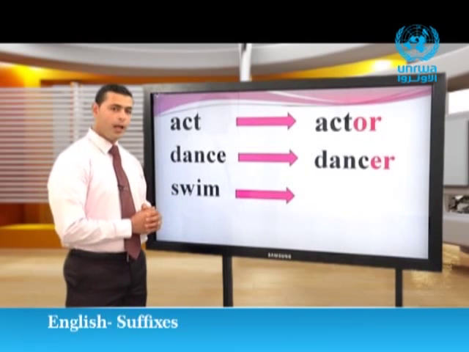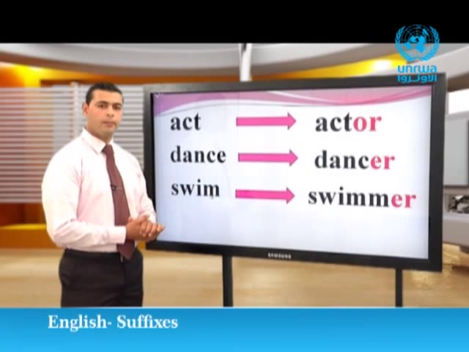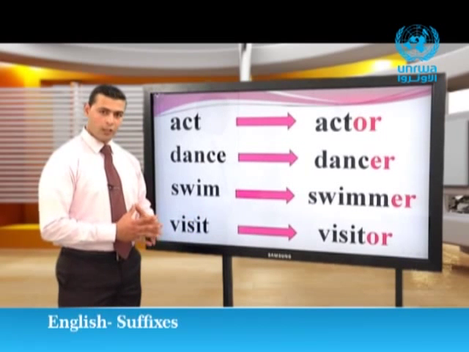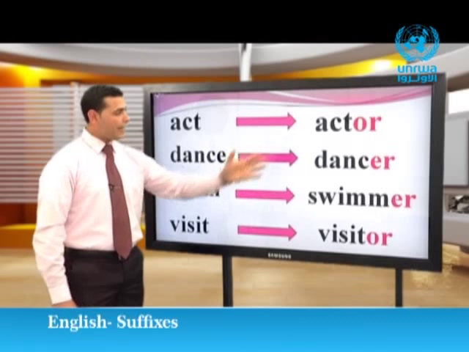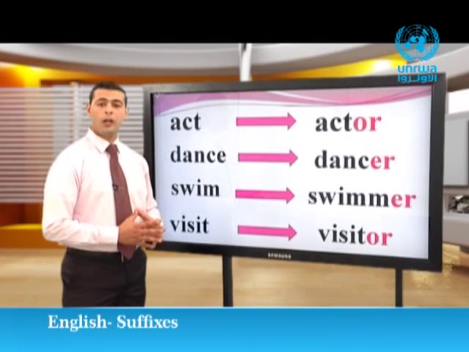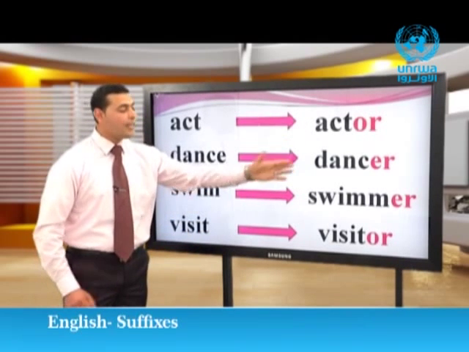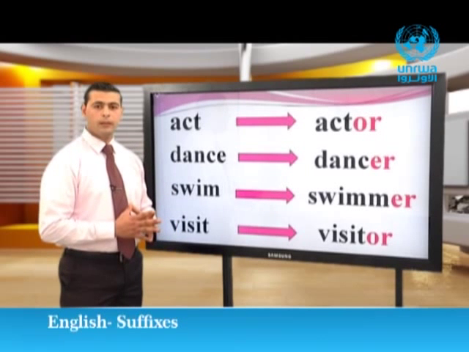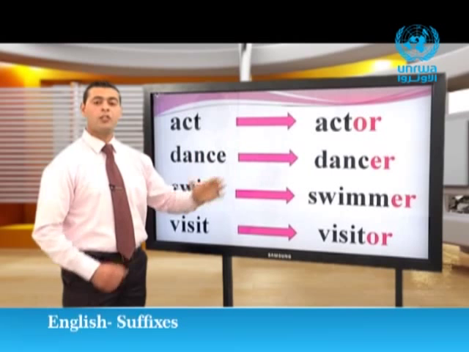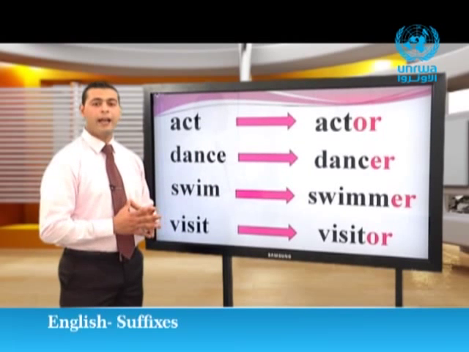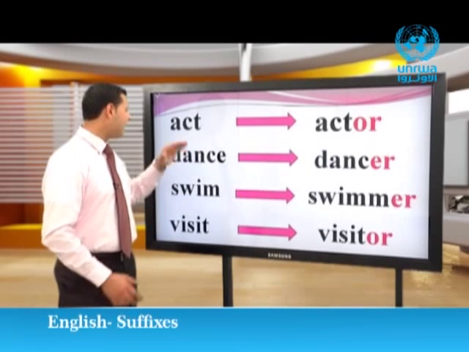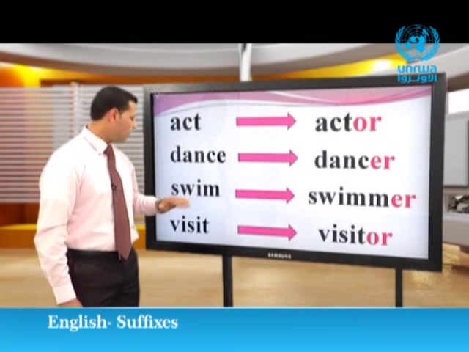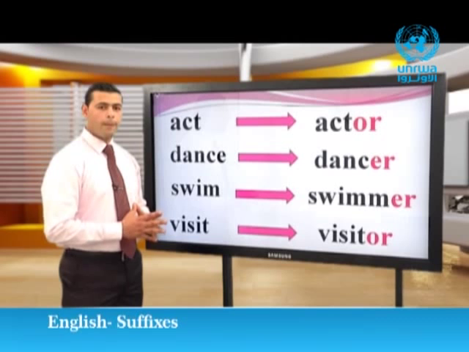Swim يسبح, here we have swimmer سباح. And finally visit, visitor. Look again at the endings of these words. We have added or and er to refer to the doer of the action. استخدمنا السفكس er والسفكس or للدلالة على اسم الفاعل لشيء ما. Again, act, actor, dance, dancer, swim, swimmer, visit, visitor.